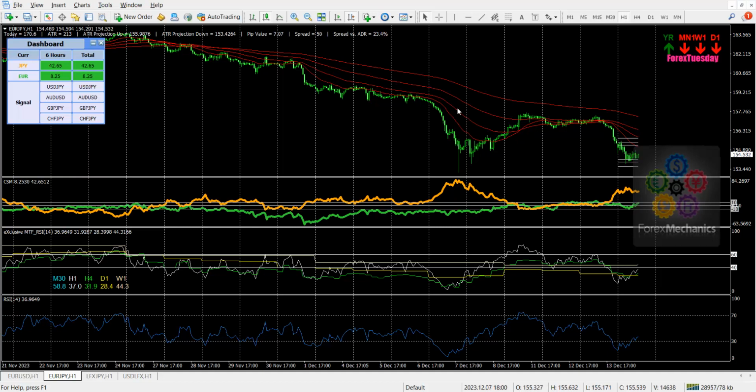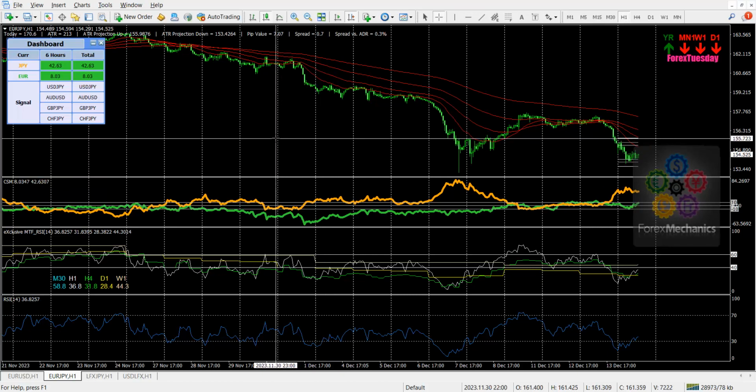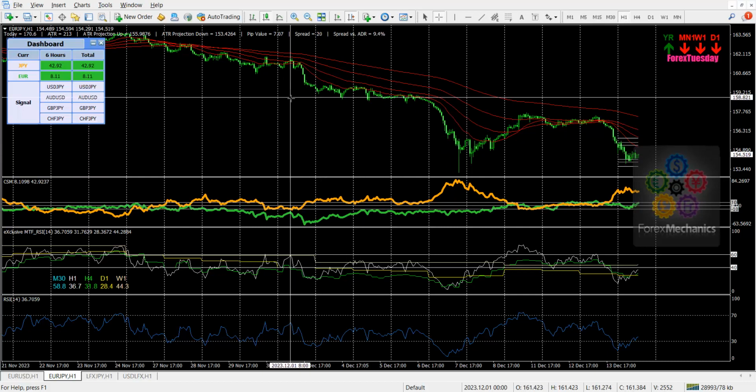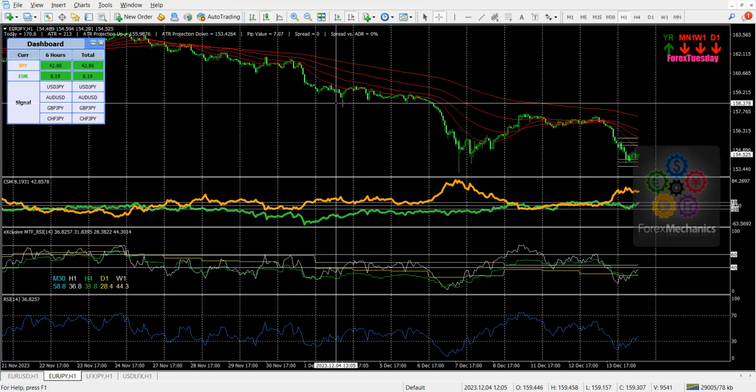So I'll give you an example of this month, where everybody was focusing on this. This is where the month started. This is 1st of December, and our focus was on yen. The reason being, yen was in a trend, right? So basically all yen pairs were going down.